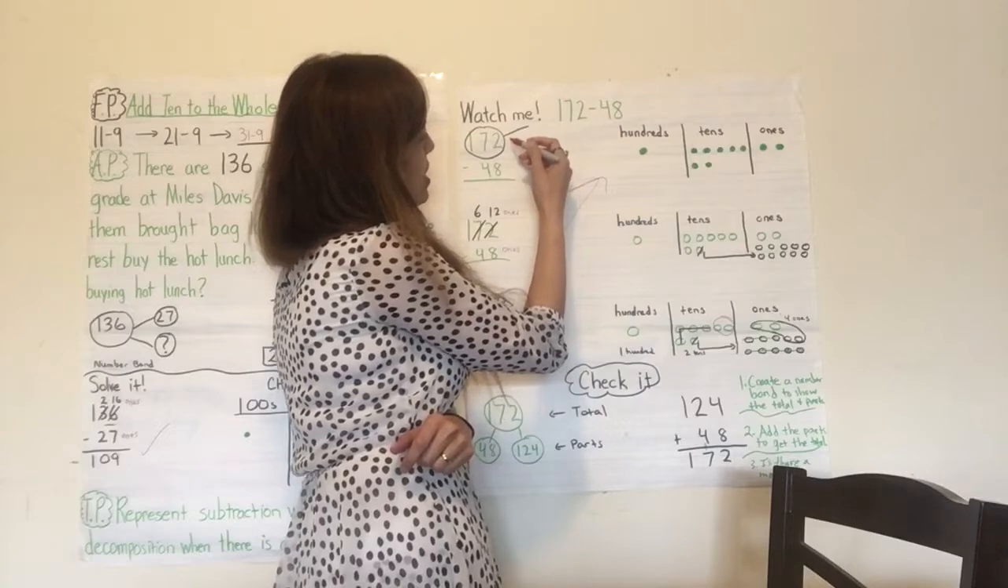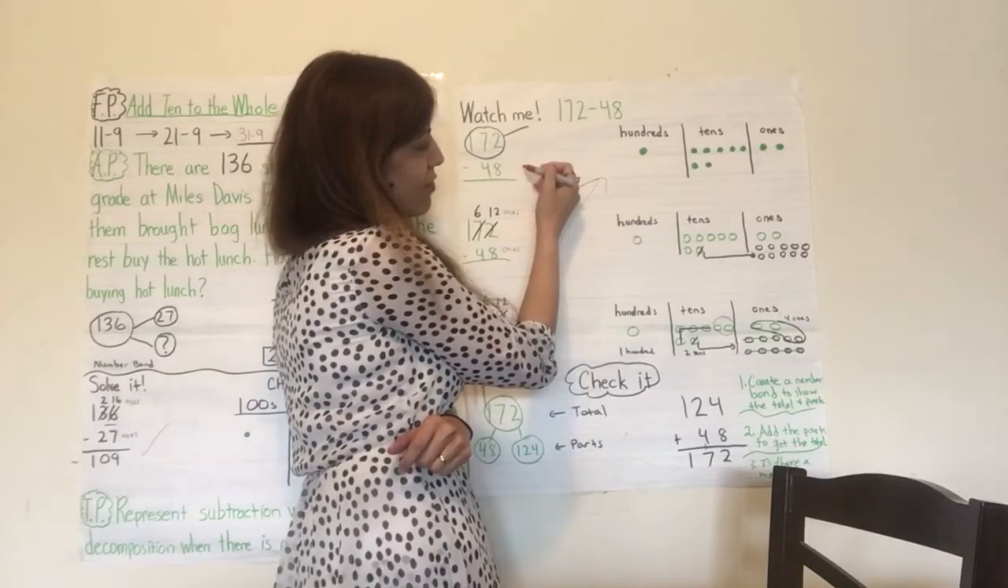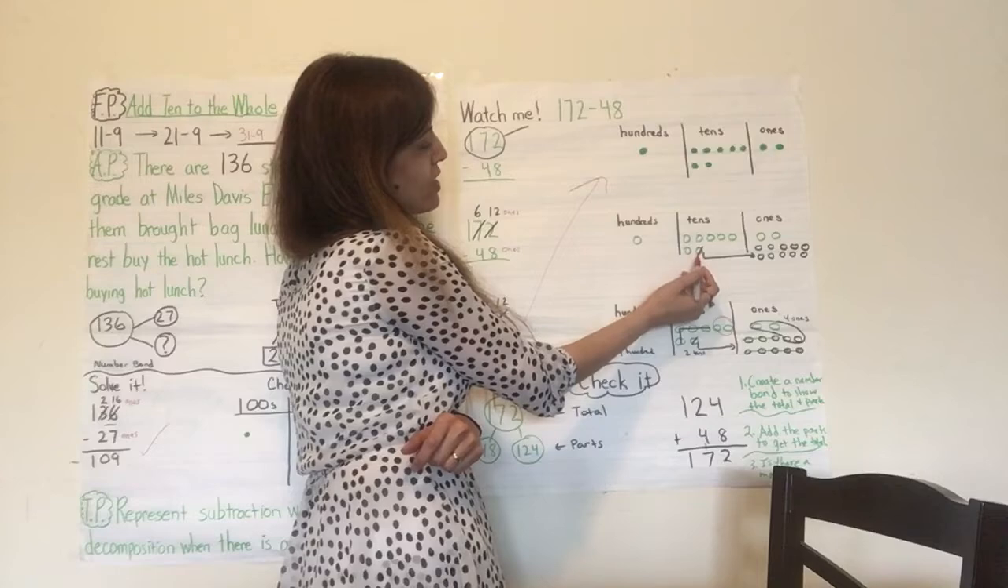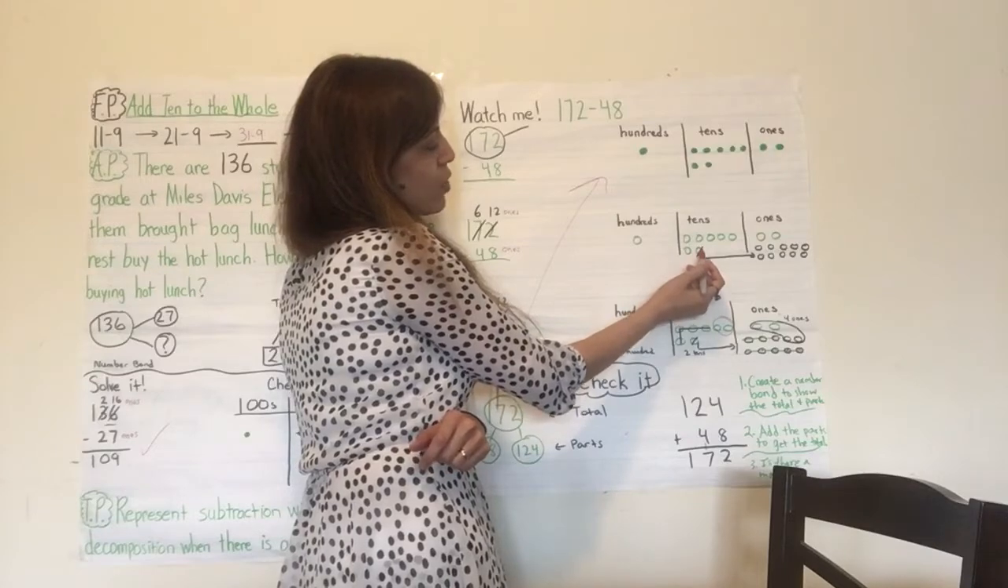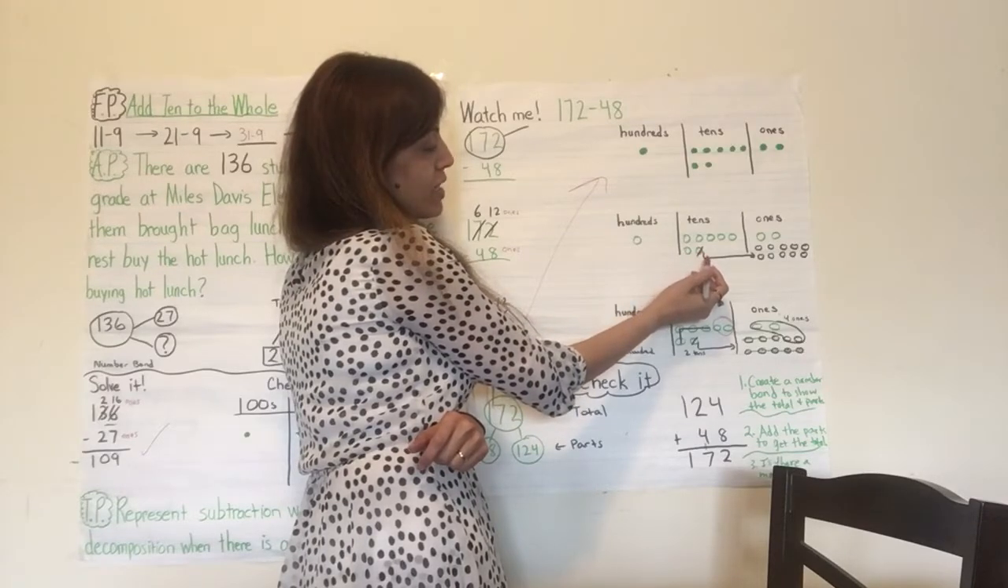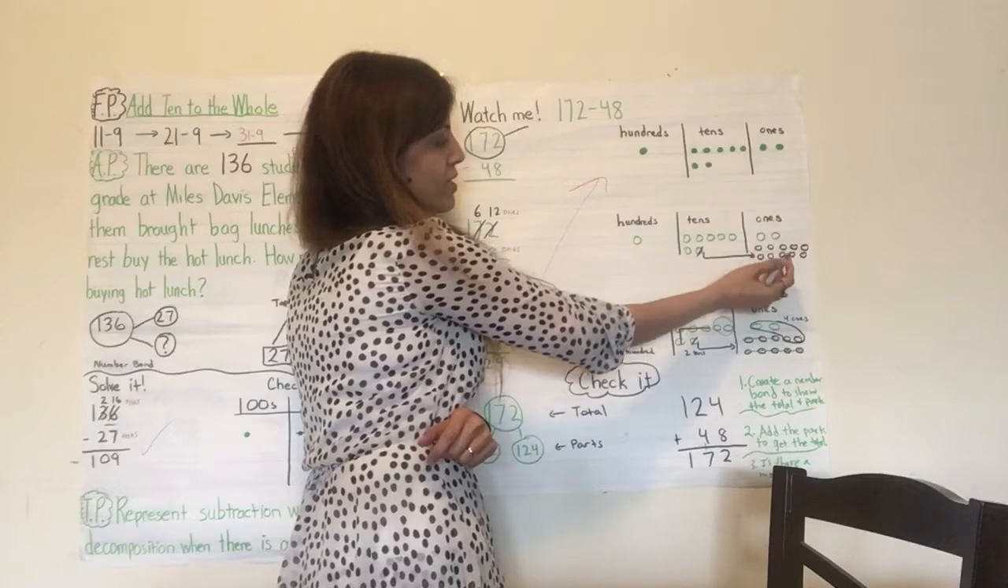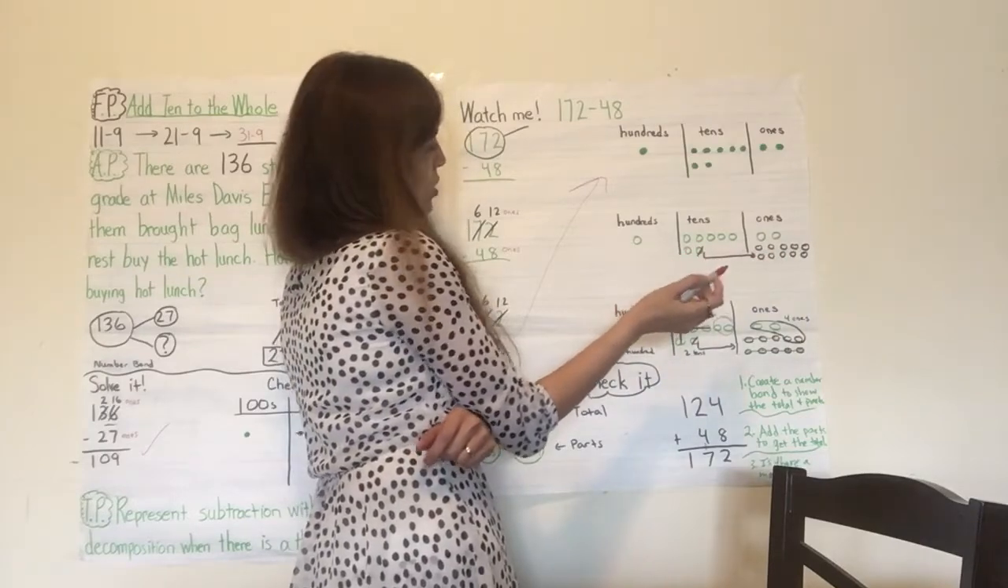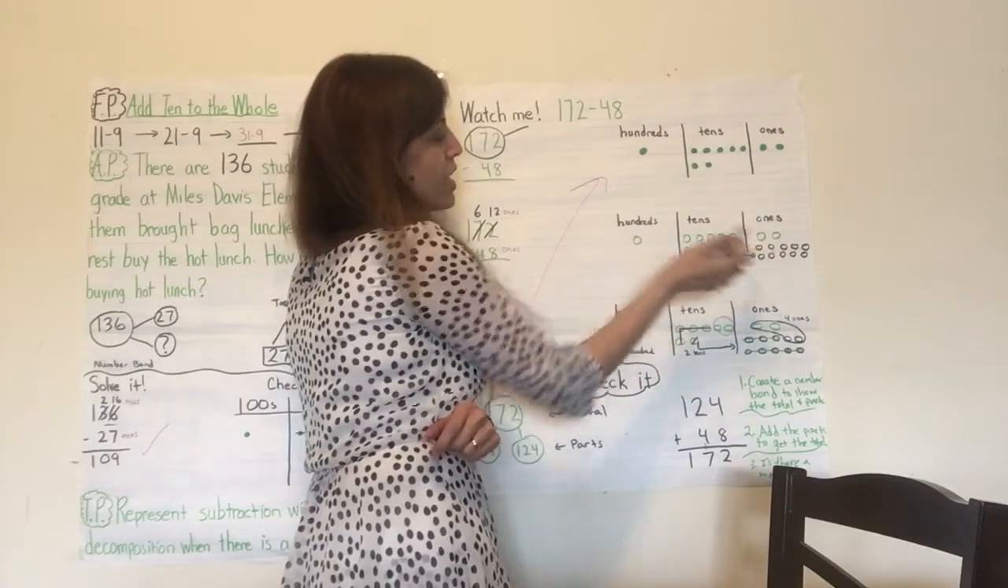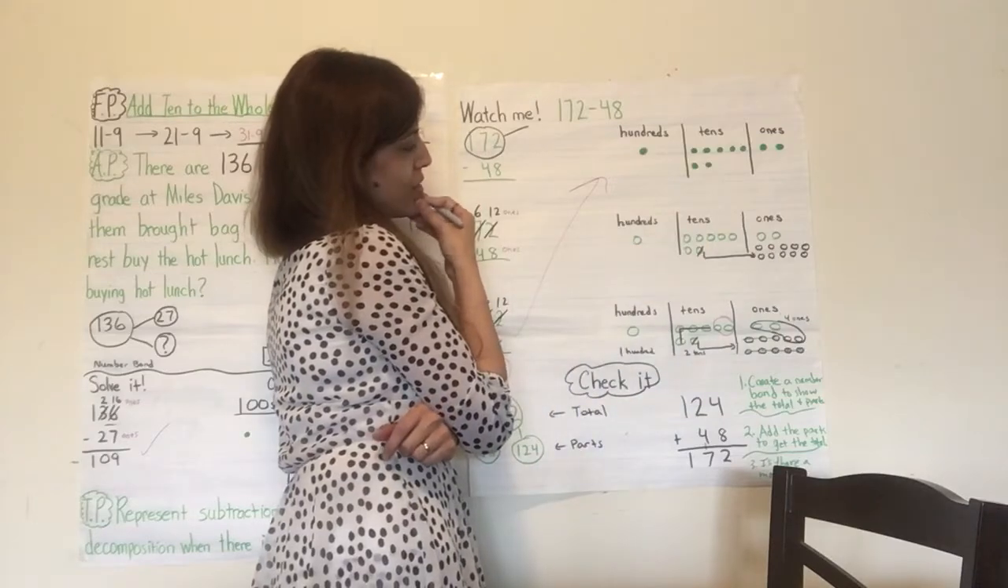We notice that in the ones column, we have 2 ones. We do not have enough. So we're going to have to take that 110 and unbundle it and turn it into 10 ones. So now you have how many here? 12 ones here. Okay, so that's how you see that representation.